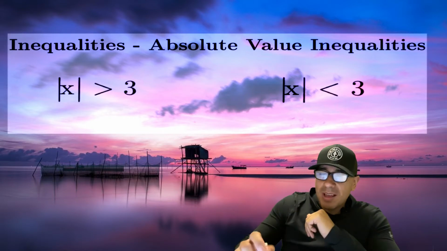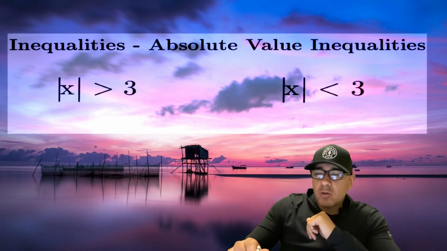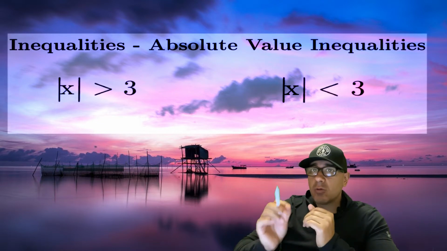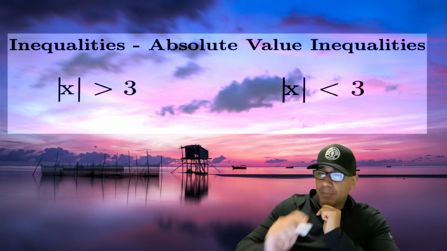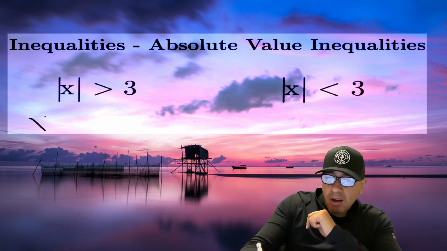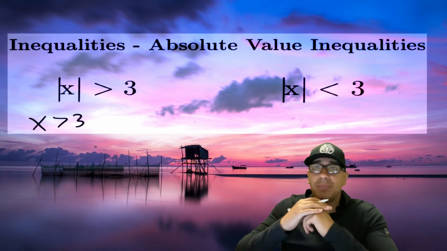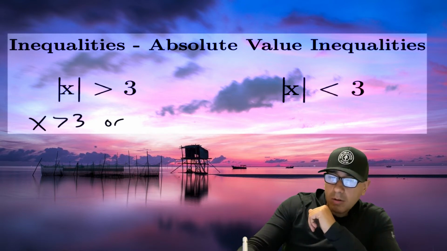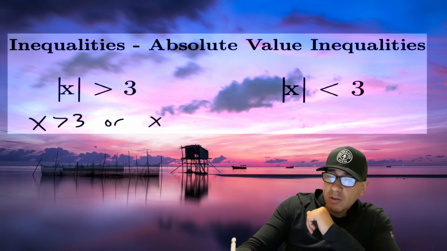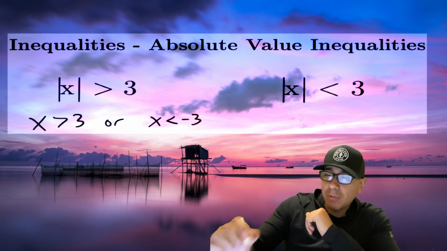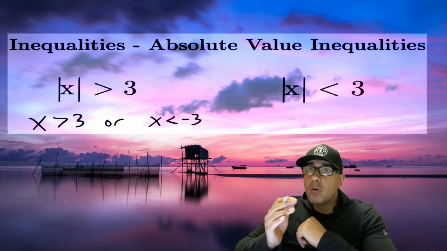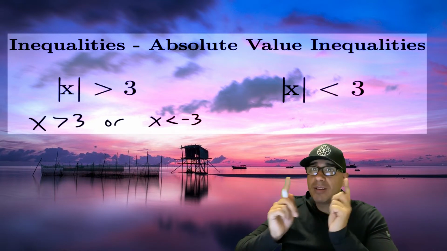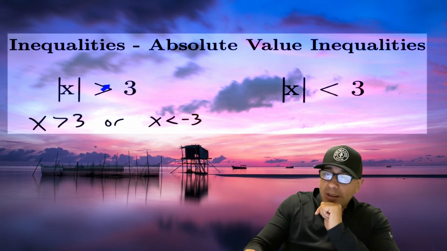All right. So the absolute value of x is greater than 3. So we're looking at absolute value, which represents a distance. So which numbers have a distance greater than 3? Well, we know that all the numbers that are greater than 3 have a distance from 0 greater than 3. Or we also know that all the numbers that are less than -3. Right? So for example, -4. Well, what's the distance from -4 to 0? Well, that distance is 4 units, which is also greater than 3.